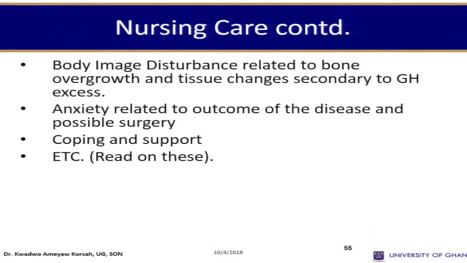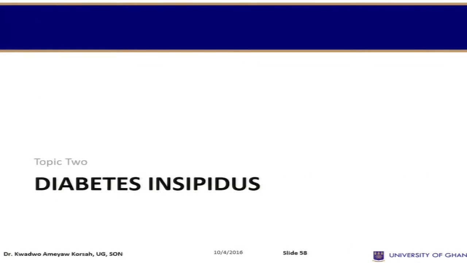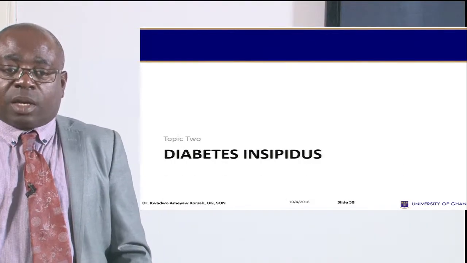Body image, anxiety related to it, coping, and support of these individuals is very, very important because of the condition. And then we also have pituitary gigantism in children. I want you to look at this once. I've provided this, not a common case.